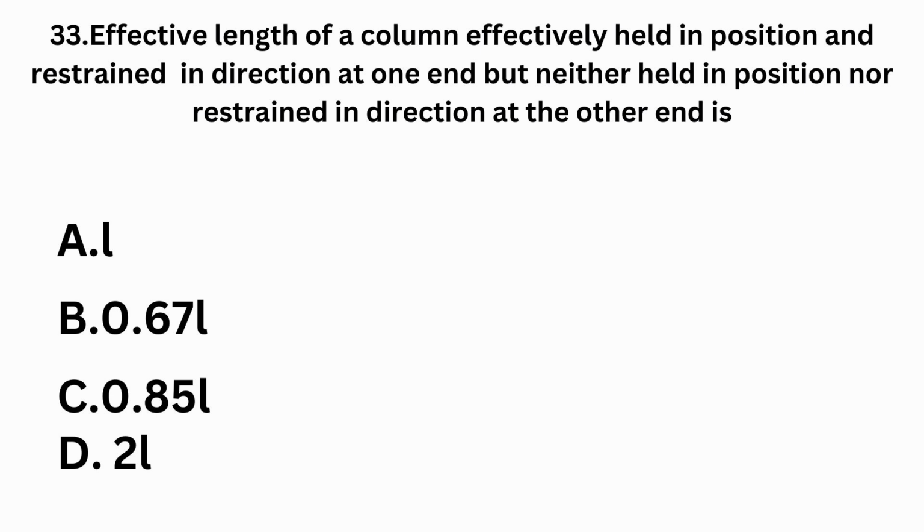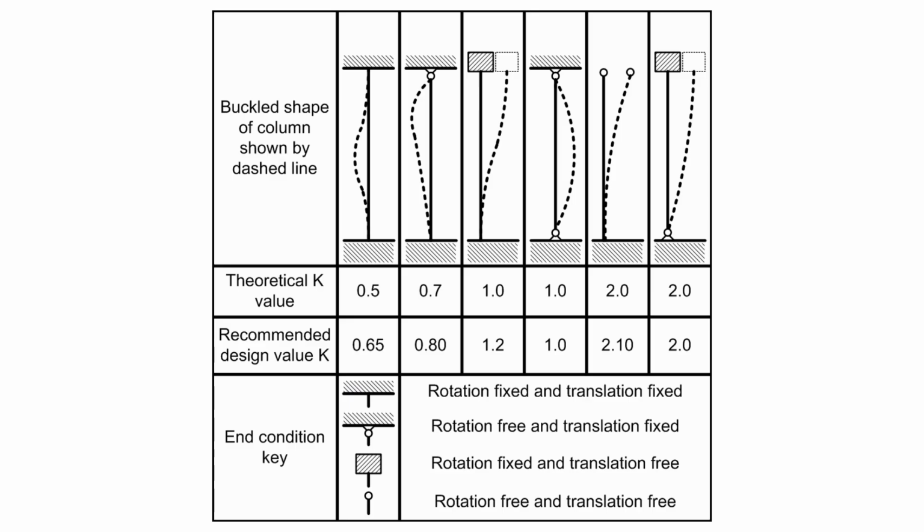33. The effective length of a column effectively held in position and restrained in direction at one end but neither held in position nor restrained in direction at the other end is: A. L, B. 0.67 L, C. 0.85 L, and D. 2L. The correct answer is 2L.